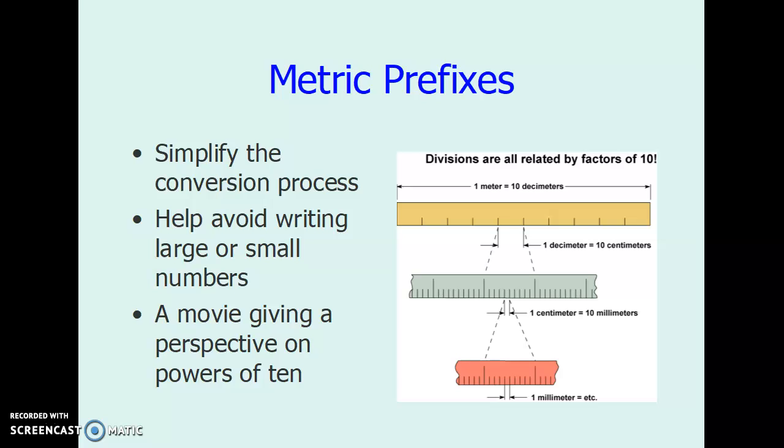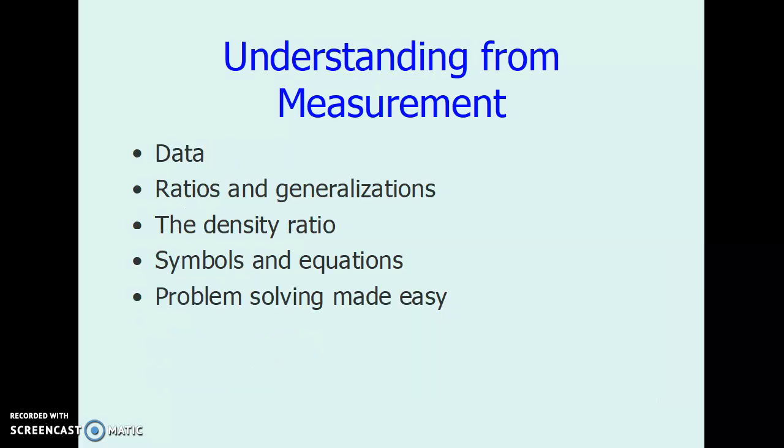With the metric system, it just goes in powers of 10. So if you have a meter and you divide it into 10 parts, it's a decimeter. If you divide a decimeter into 10 parts, it's a centimeter. You divide a centimeter into 10 parts, it's a millimeter. So it simplifies things greatly. And next time we will start looking at understanding measurements.